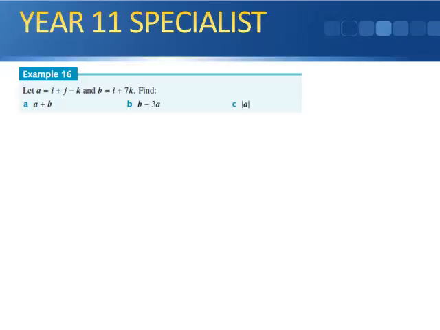Example 16 says let a equal i plus j minus k and b equals i plus 7k. Find part a, a plus b. A plus b will equal a, which is i plus j minus k, plus the i plus the 7k, and we collect like terms, so it's 2i plus the j plus the 6k.